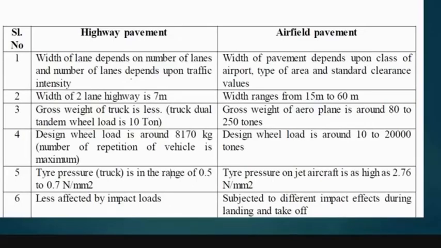And the tire pressure for highway is less, 0.5 to 0.7 Newton per mm square, and for airfield it is 2.76 Newton per mm square. In terms of PSI, also 33, 35 PSI. So here it is large and less affected by impact load. The highways are not designed for impact load, right? Because there is no vehicle which will be directly jumping on the highway, or directly landing, in future.